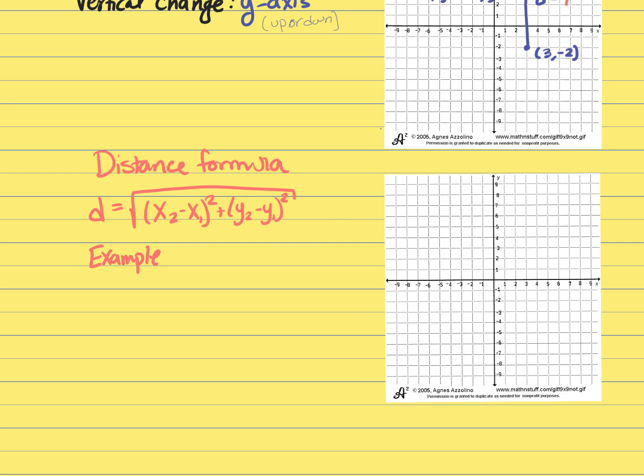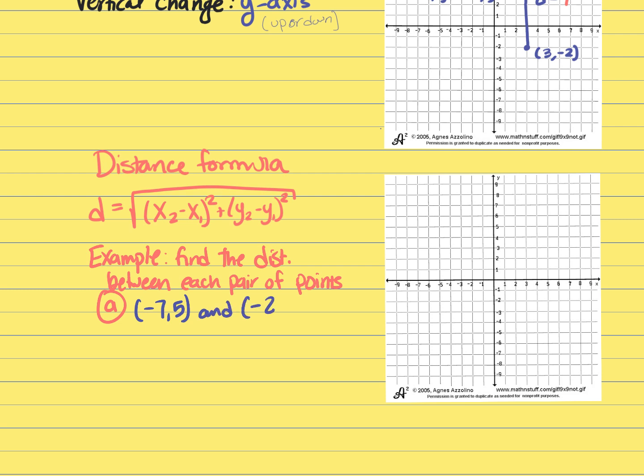Again, you're writing this down. The example question says, find the distance between each pair of points. I'm only going to give you one example because I don't want to make this video super long. So let's find the distance between -7, 5 and -8, 10.